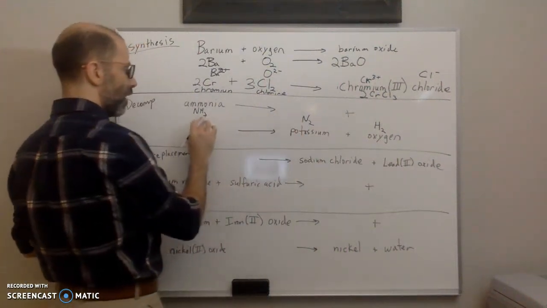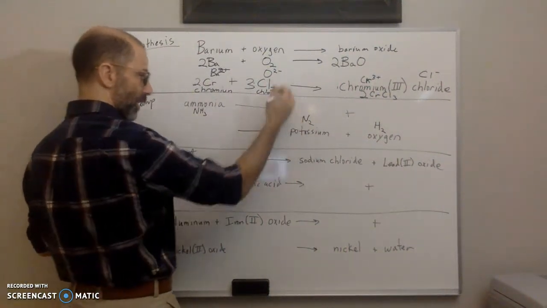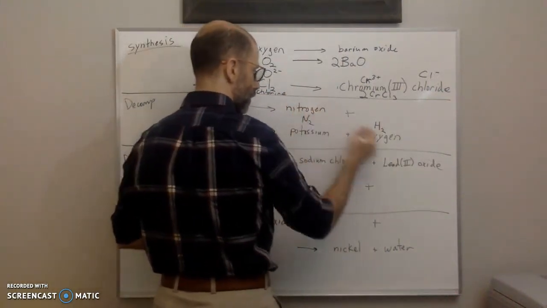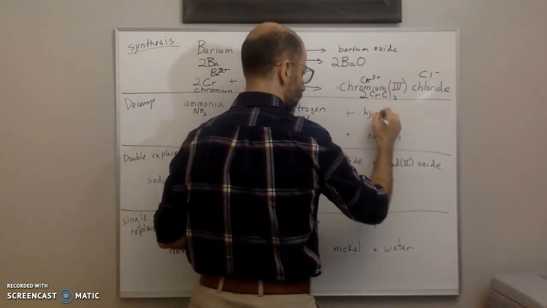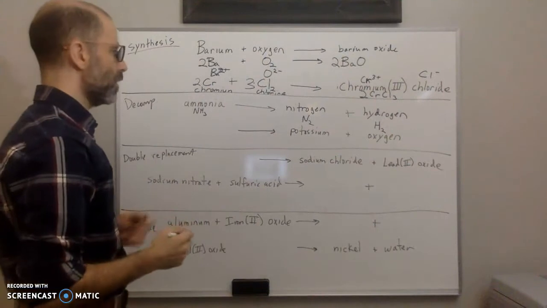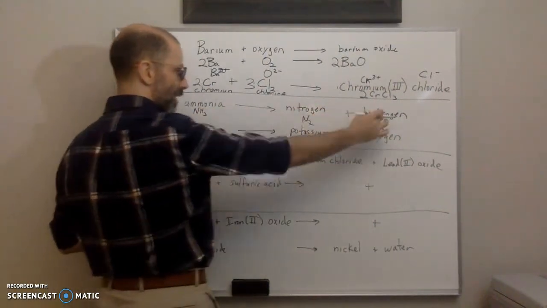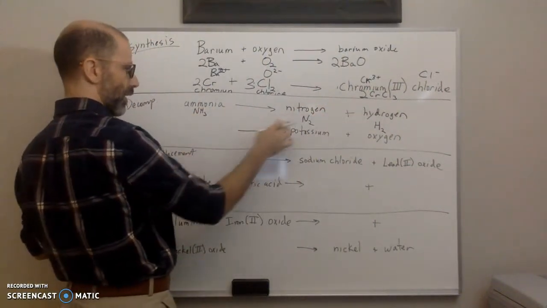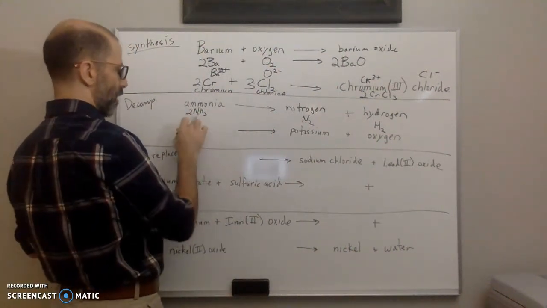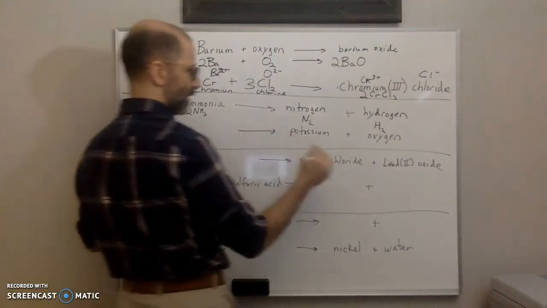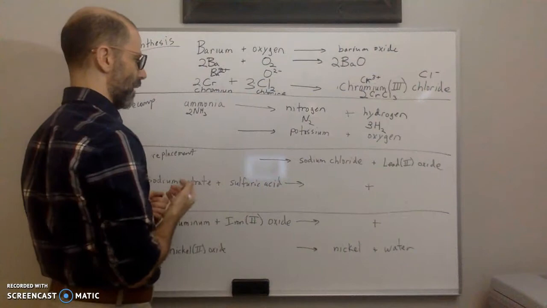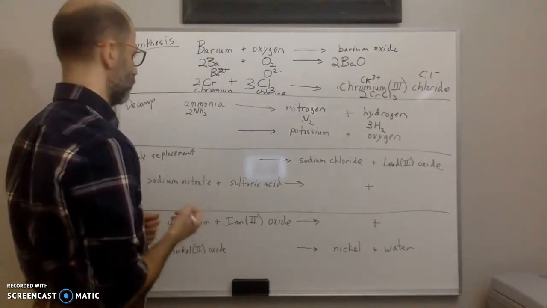So then here I need to balance. Oh, I can write the names here. So this is nitrogen and this is hydrogen. Okay, good. So I got the names. Now I need to balance the equation. So I have 2 nitrogens here. I need 2 there. Now I have 6 hydrogens here. I need 6 here. So I'm going to multiply 3 times 2 gives me 6. I am now balanced. All right, next one.